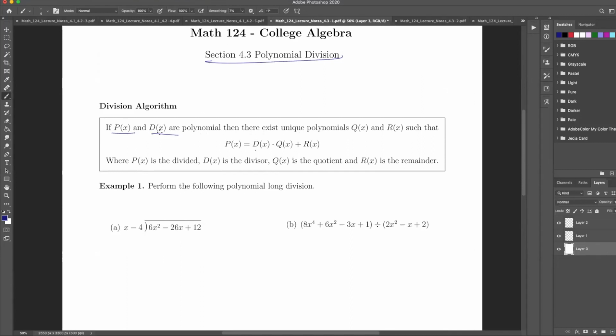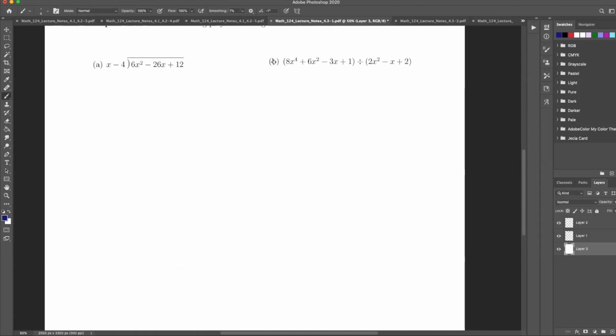Given a polynomial I want to divide, called the dividend, and what I'm dividing by, which we call the divisor, I'm going to have a unique quotient and a remainder. And so these will be unique polynomials. So you can write it in this form. There's another form you can write it, but I don't think your book ever asks you for it, so I won't show it to you. Let's go through what polynomial division is and how to do it. I think the book assumes you've done it. I'm not going to make that assumption.